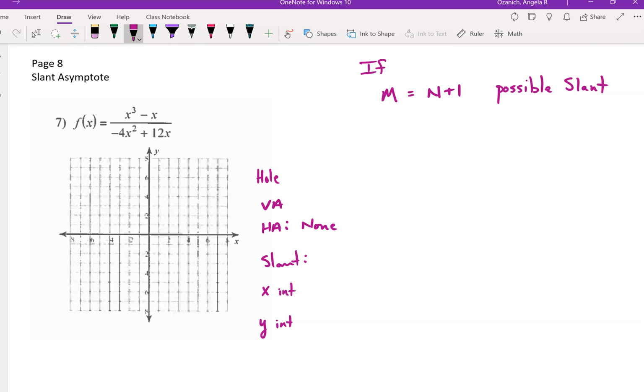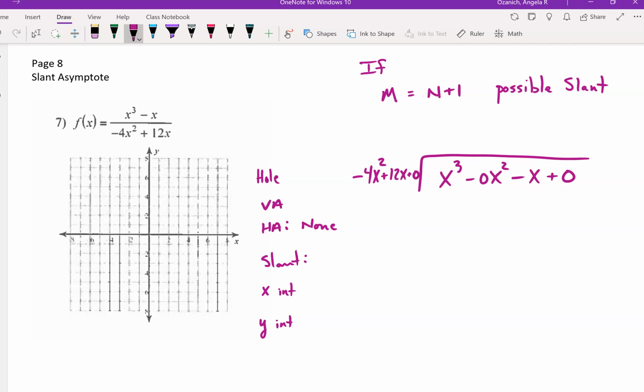So this is how you find the slant asymptote. It requires that you do a little long division, okay? And that long division for this particular problem is going to look like this. You need to keep your placeholders. We're going to divide x cubed minus 0x squared, you notice there is not an x squared term, minus x plus 0, and we're going to divide that by negative 4x squared plus 12x plus 0.